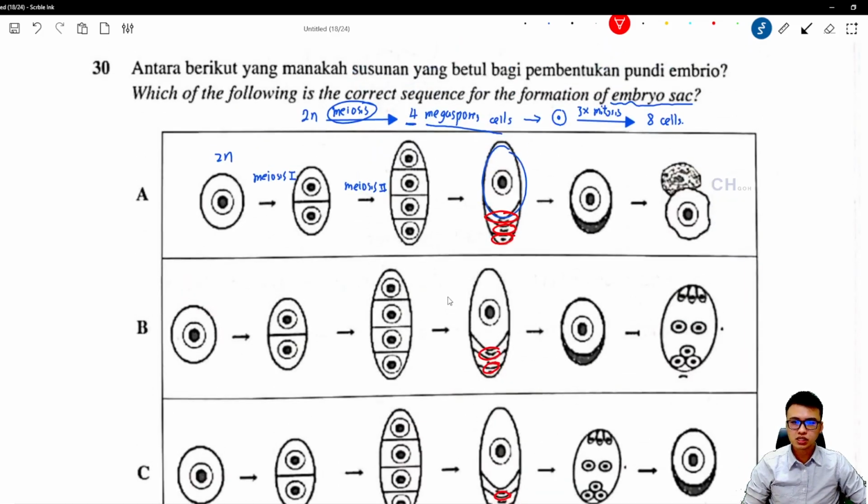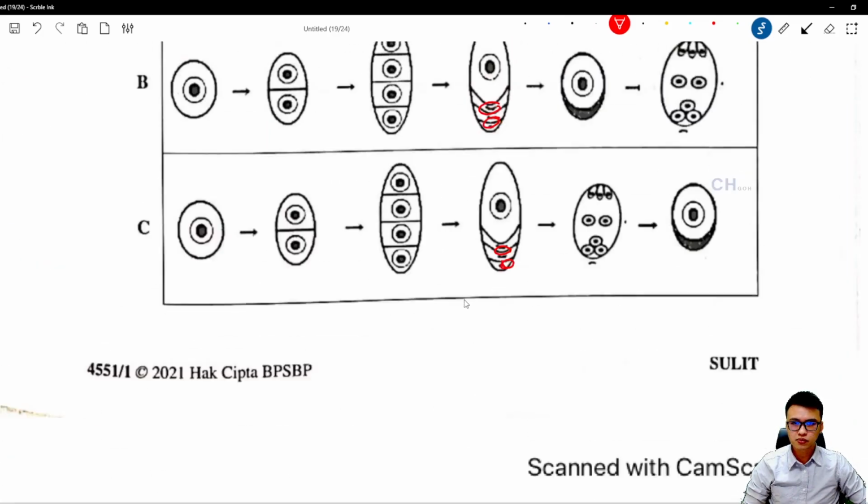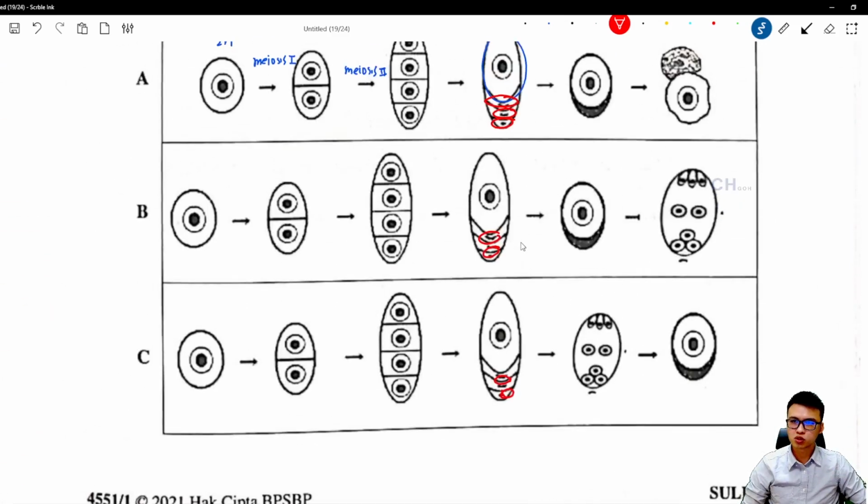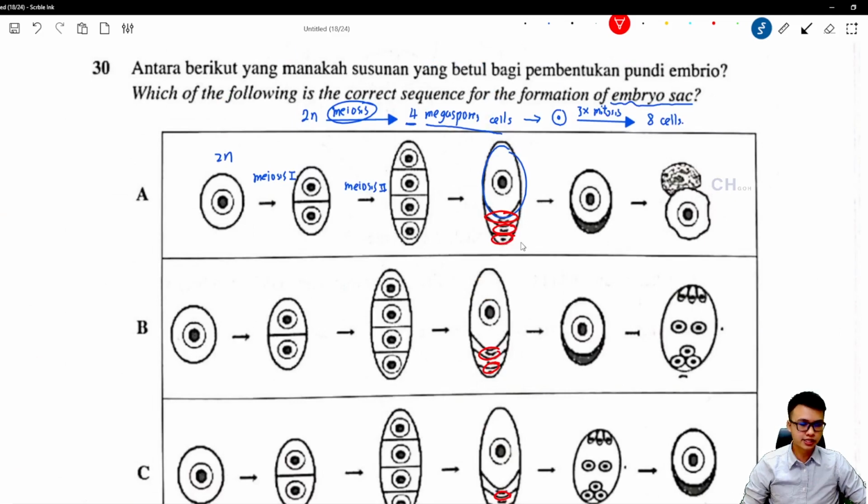So ABC still correct. Okay, but D is definitely out because I don't know what this is. Okay, so we just focus on A, B, and C. Hold on. So this cell will develop. Here this arrow shows you develop. So this cell will develop first, it will start to develop first.